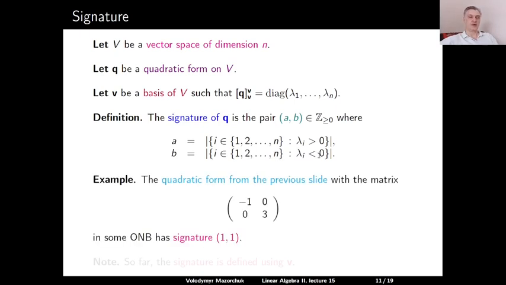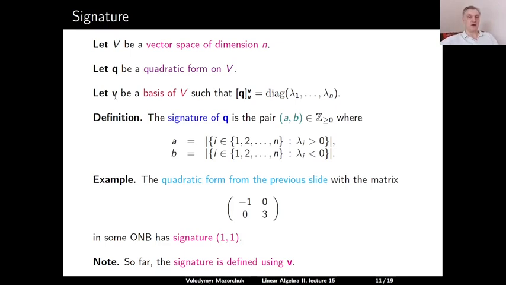For example, on the previous slide, we had a quadratic form whose matrix in the basis where it is diagonal was minus 1, 0, 0, 3. So here we have one positive diagonal element and one negative diagonal element. So this particular quadratic form has signature (1, 1). One positive element and one negative element. Please note that to define this signature, we have chosen a basis V. So to be very precise, one should say this is the signature of Q with respect to the basis V.